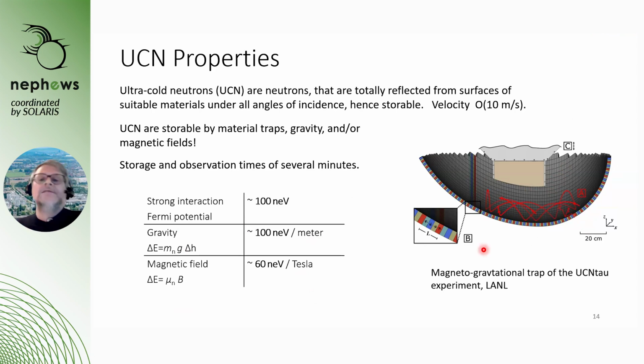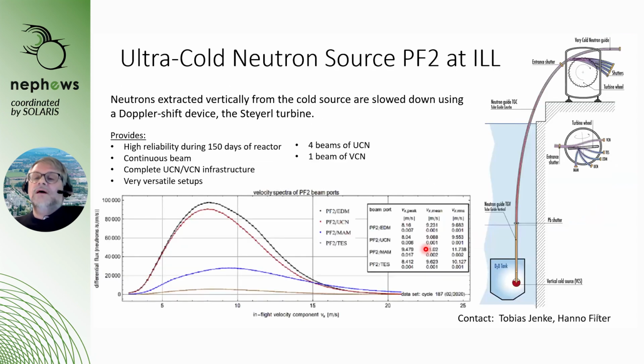The drawback is ultra-cold neutrons are a very scarce species. They're hard to come by. And the reason being is basically you have to extract them from your cold spectrum, which only has a very tiny fraction at those low energies of 100 nano eV or below. So the leading instrument in the field, in many aspects for decades, has been the ultra-cold neutron source PF2 at ILL in Grenoble. And here you can see the spectrum.